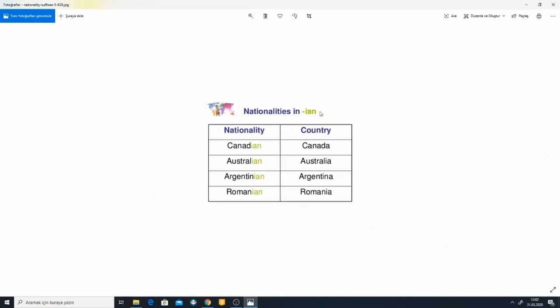Nationalities ending in -an. Nationality, country. For example, Canadian, Canada. Australian, Australia. Argentinian, Argentina. Romanian. He's from Romania.